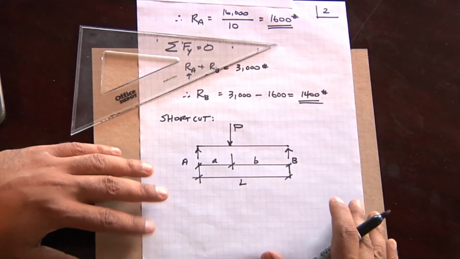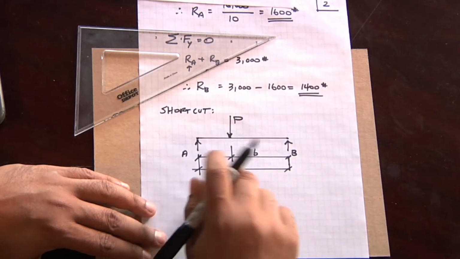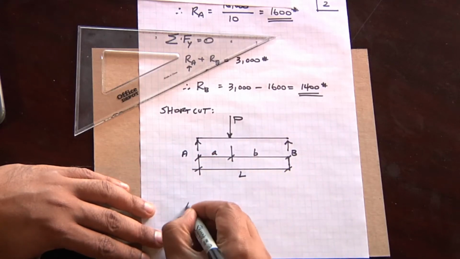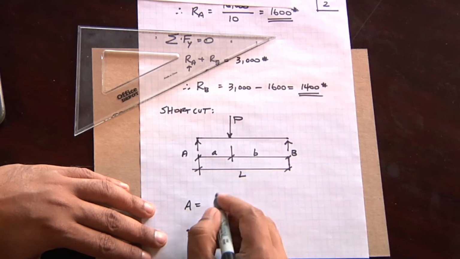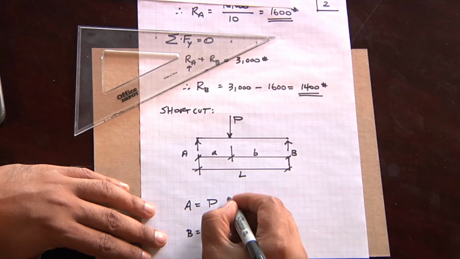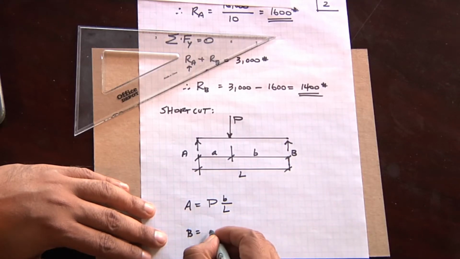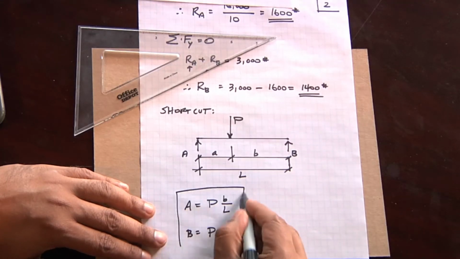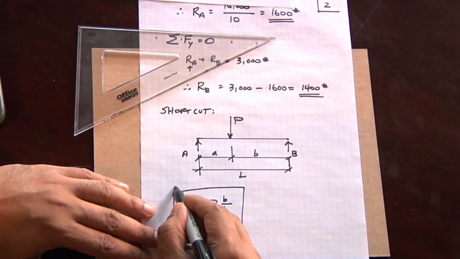So we have a simple beam here. It has a spacing A and B, A to the left reaction, B to the right reaction, with a span of L. Right away, the left reaction and the right reaction is the load P times the distance to the far support divided by L. You can always remember that. It's a good little rule of thumb to remember. And you can test it out.